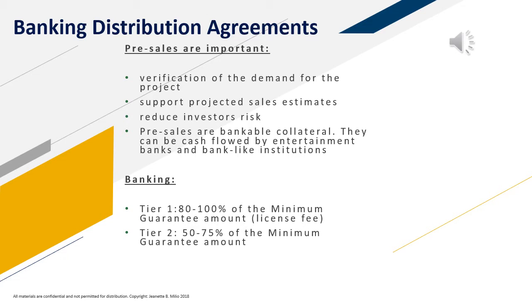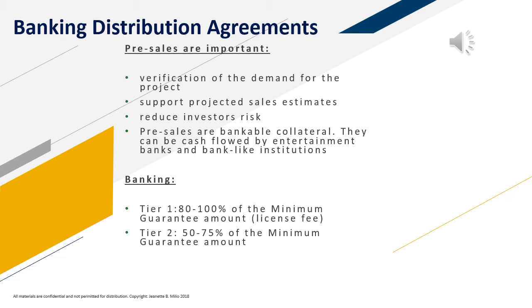Pre-sales are sales of licenses, distribution licenses in this case, done before a project is produced. The reason we do this is, A, to verify the demand of the project in the marketplace, which translates into its pre-salability. For example, if the project cannot be pre-sold in any countries, that means the demand of the project globally is questionable. Pre-sales should be done in a way that a bank can cash flow them, so we can use them to cover our production cost.